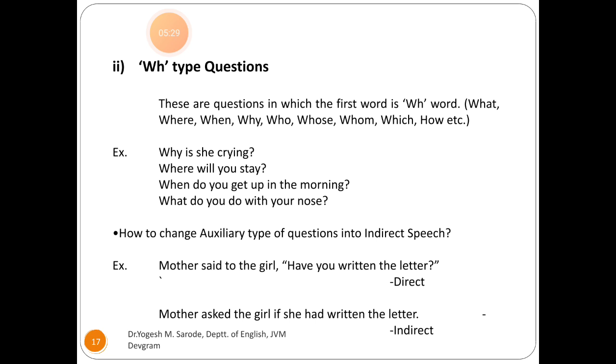Then the reported speech becomes plain. It does not remain a question. For example, have you written the letter? It will become assertive type. For example, you have written the letter. That becomes plain. Once you make it, you have written the letter, then you will change the subject and verb also as per the reporting verb.